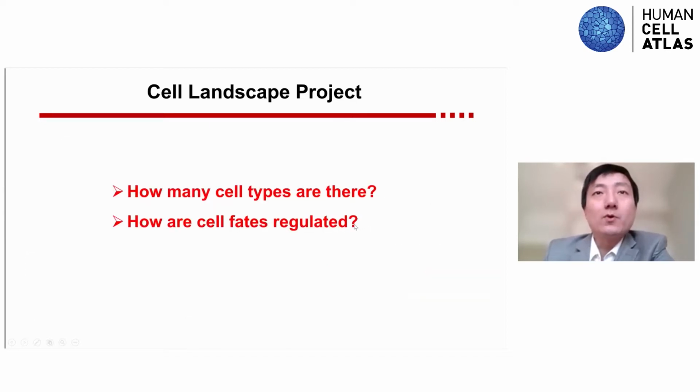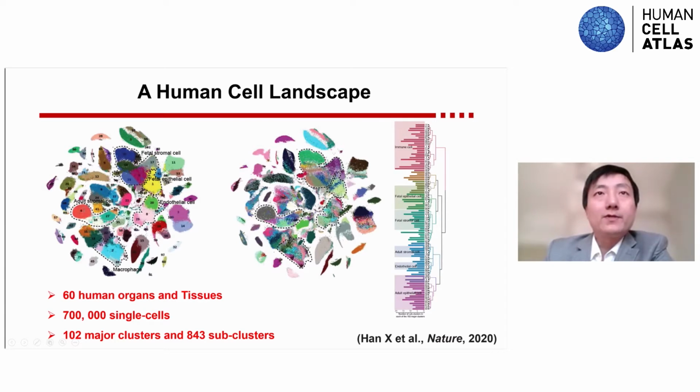In principle, we want to ask two questions: how many cell types are there, and how are cell fates regulated? As an example, for the human cell landscape data, we collected 60 human organs and tissues. Half of them are from fetal and half of them are from adult state. In total, we have 600,000 single cells. To answer the question, what is a cell type? We think it's a complex hierarchy. So we do the Seurat clustering to generate the major clusters. Here we have 102 major clusters, and then for each of these clusters, we extract the data and do the Seurat clustering again. This helps to predict a total of 843 subclusters in this human cell landscape hierarchy.